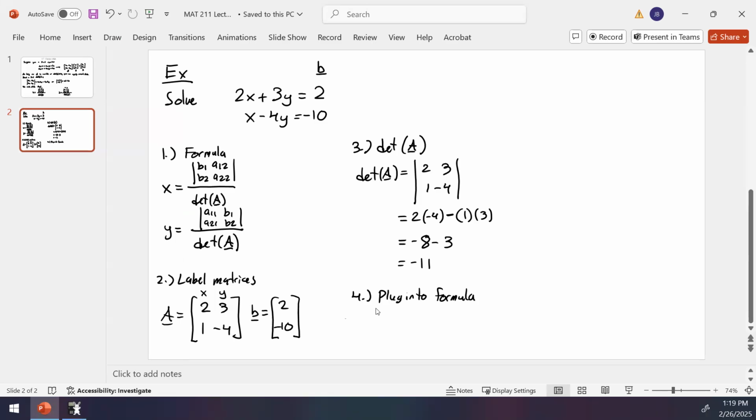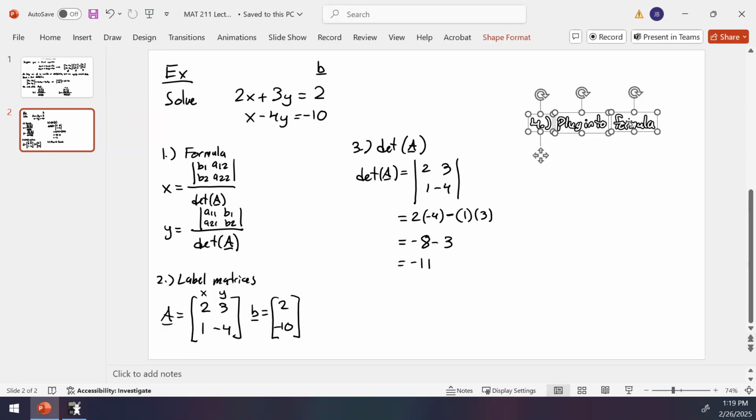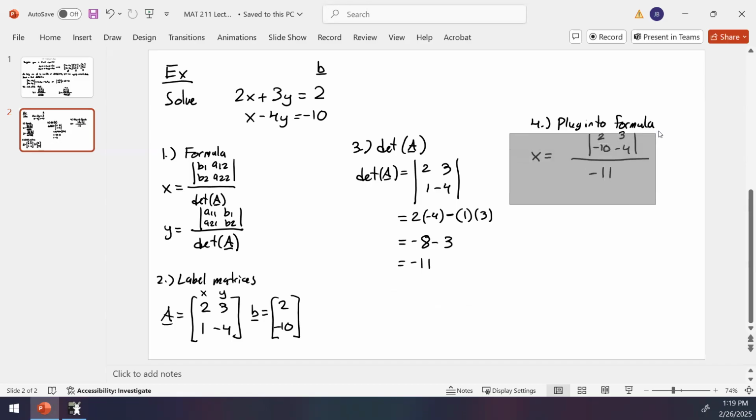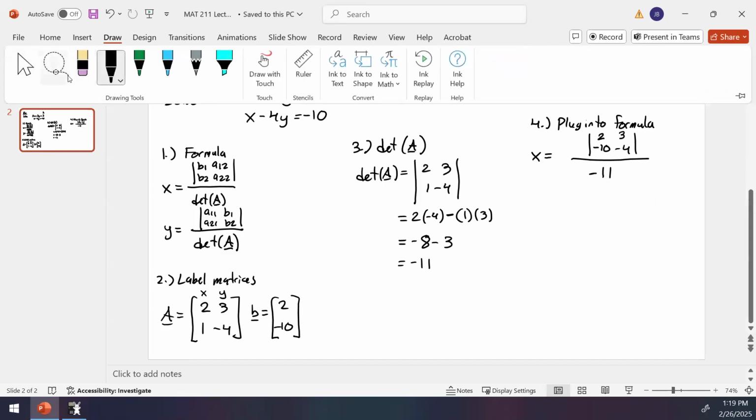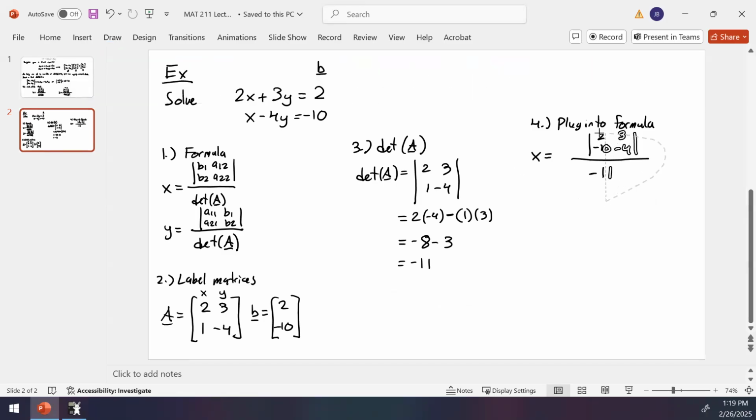And so for this, I'm actually going to put it up here just to have more room. So for X, we get 1 over -11. And then we're going to take the determinant of, so B1 and B2 are 2 and -10. So 2, -10. And then A1 and A2 from the original matrix is 3 and -4. And we're just going to take the determinant of that. I'm just going to move this over a little bit to have more space. There we go.